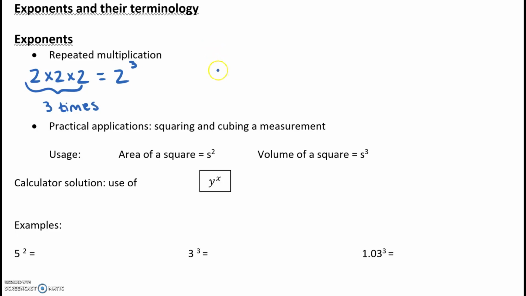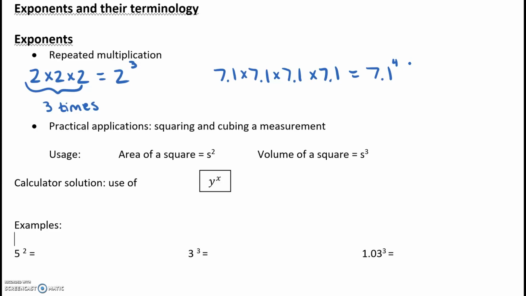If we had 7.1 times 7.1 times 7.1 times 7.1, we could write this as 7.1 to the power 4. It's 7.1 times itself 4 times.